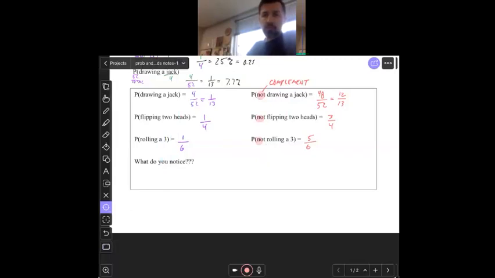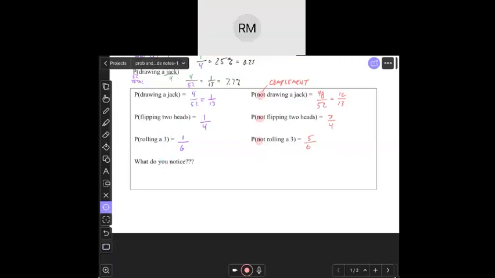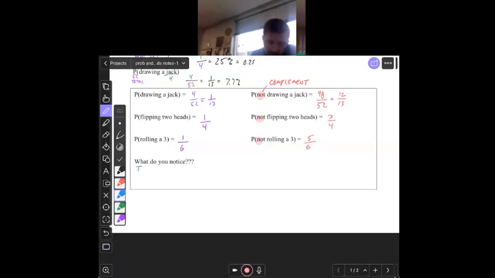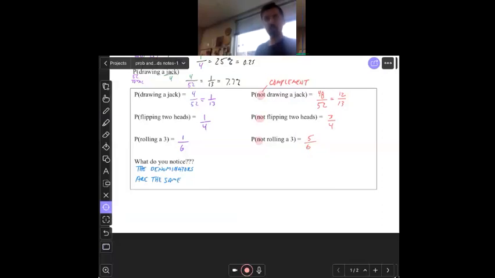Is it that the denominator stays the same? So denominators are the same. That's one thing. Numerators on the complementary side are all 1 less. That may be true, but it's just a coincidence. Matt noticed that all the numerators here were 1 less than the denominator, but that was purely because of the examples I picked. It's nothing to do with anything mathematical.